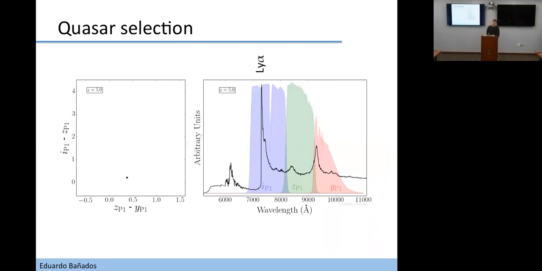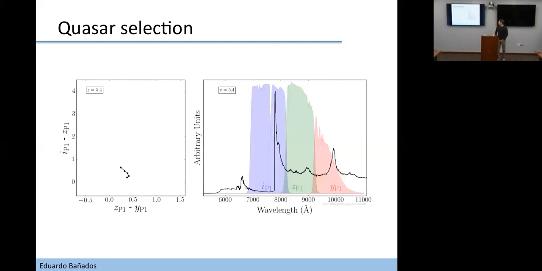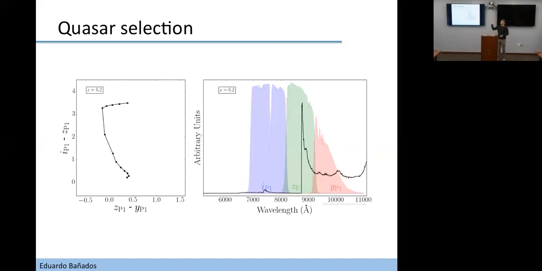So what we do to find these objects is not something new. Maybe you're familiar with the Lyman-break technique, but it's just taken to higher redshift. Now, if you shift this template of a quasar spectrum to higher redshift, you can, again, repeat the experiment, measure the color, and in principle, we know where these kinds of objects live in a diagram like this.